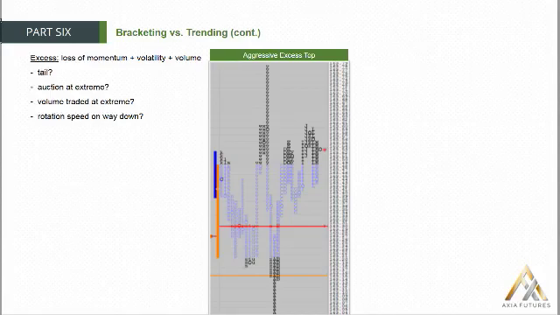And when we see that kind of auctioning process or aggressive process, we want to then avoid trying to be a responsive buyer and rather go with the initiative selling. So again, note the tail, again, the auction at the extreme or the lack of two-way trade at the extreme. There was only initiative selling at this extreme.